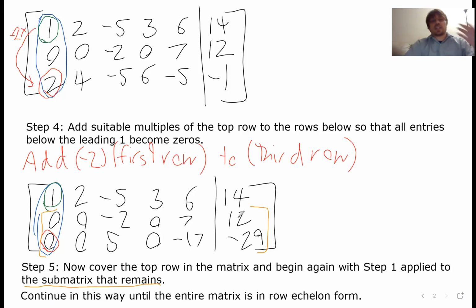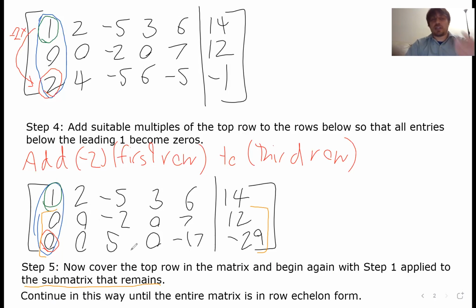And so we're going to start again at step 1, considering that as the top row. Okay, and the leftmost non-zero column is not this anymore because we're looking at the submatrix. The leftmost non-zero column is negative 2, 5 here. So we go back to step 1 for the submatrix. We repeat all the steps 1, 2, 3, 4. Then we get to step 5, and then we cover up the top row again.